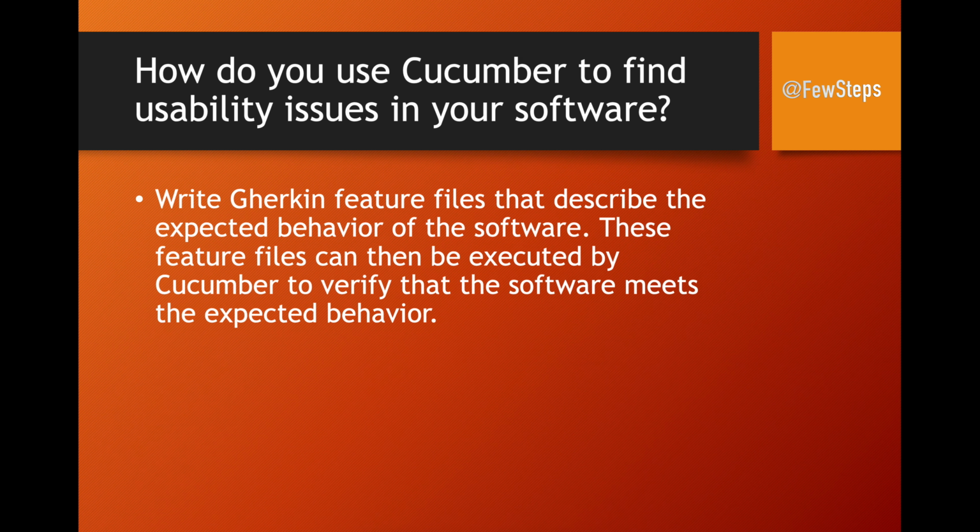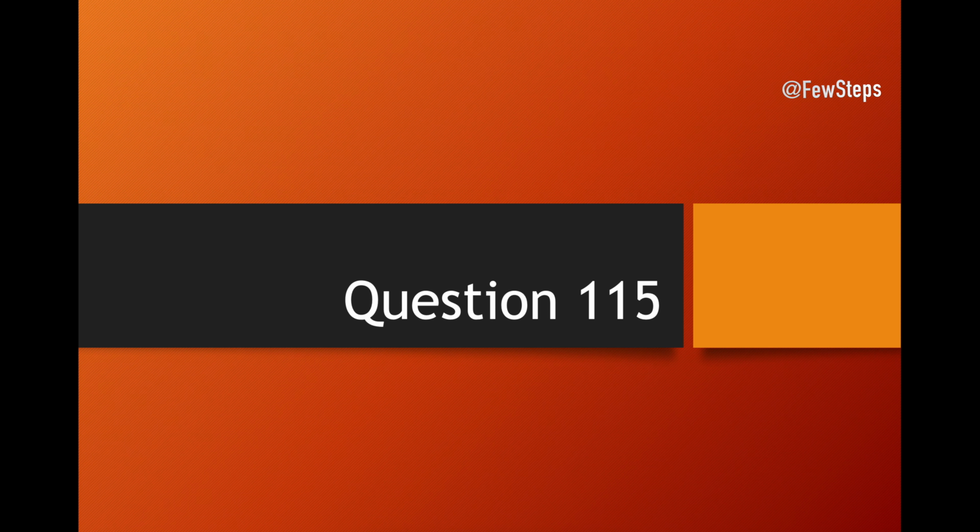Question 114. How do you use Cucumber to find usability issues in your software? Write Gherkin feature files that describe the expected behavior of the software. These feature files can then be executed by Cucumber to verify that the software meets the expected behavior.